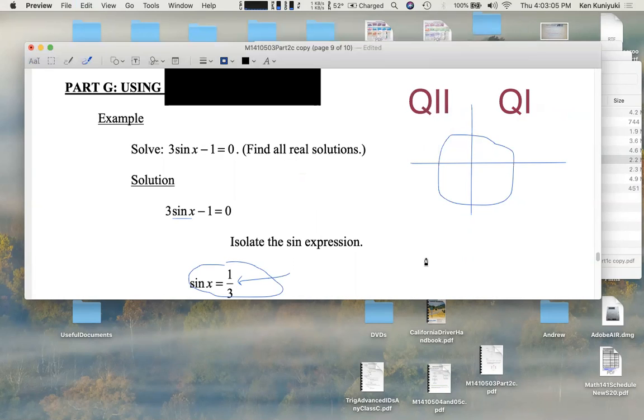But let's say I want to have exact names for these solutions. I don't just want decimal approximations. Or even if I wanted approximations, how could I figure these things out on my calculator? Well, it might help to have a reference angle. And the reference angle will be a solution. What is the acute angle in quadrant 1 where the y-coordinate here, the sine value, is 1/3?